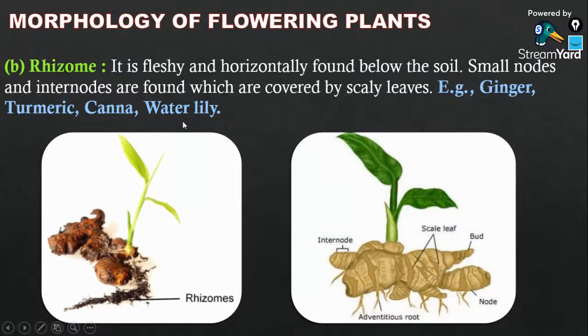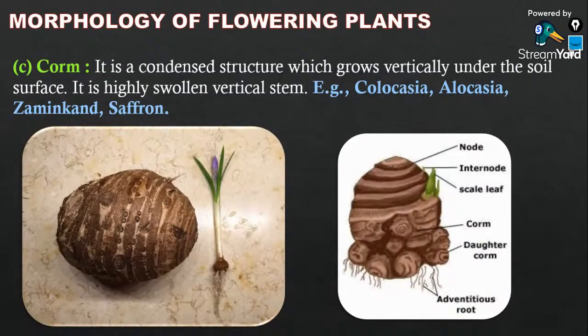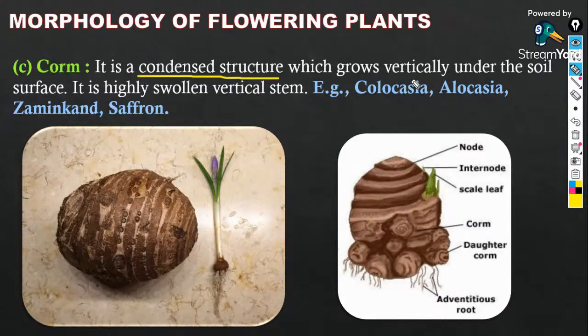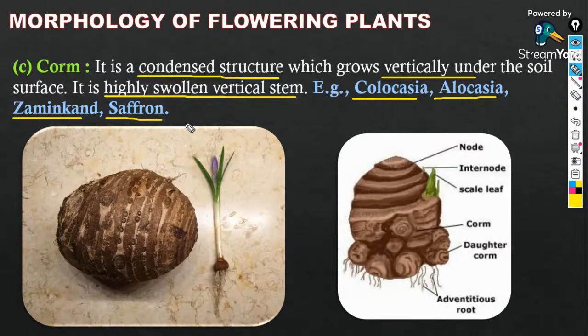Rhizome, ginger, turmeric, henna, and water lily are the examples. Next is the corm. Corm is a condensed structure which grows vertically under the soil, with a highly swollen vertical stem. Examples: colocasia, alocasia, amorphophallus, and saffron. These structures are referred to as the corm. This corm is also used for what?